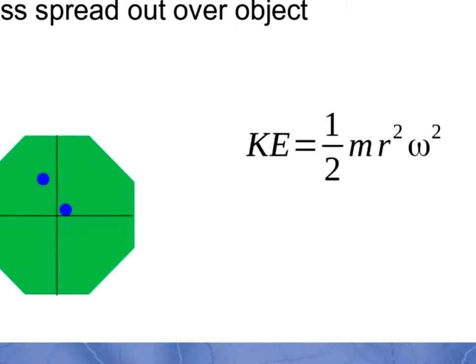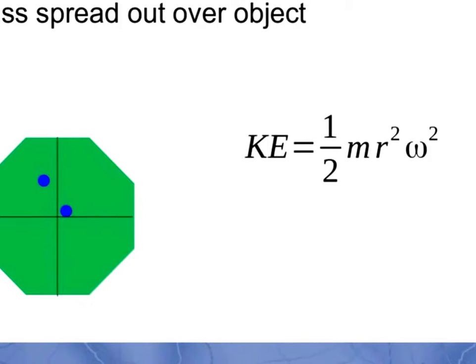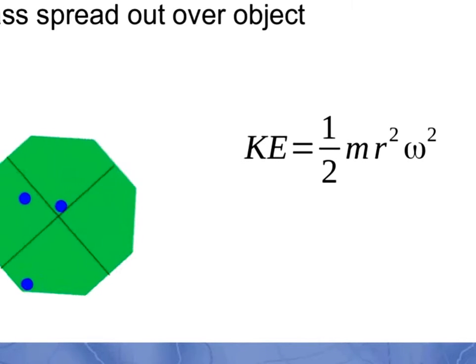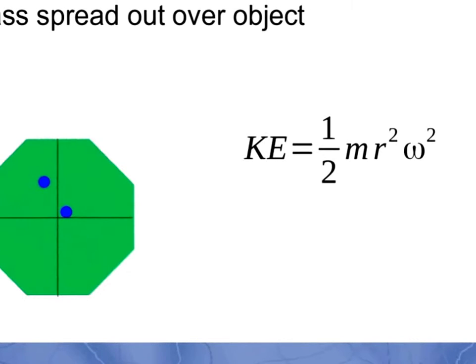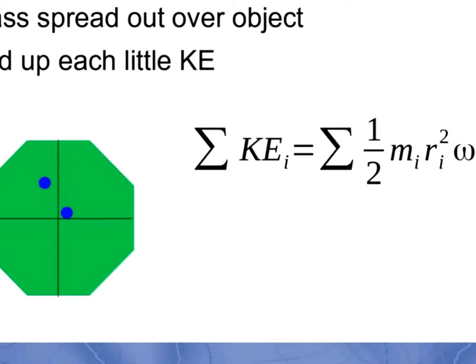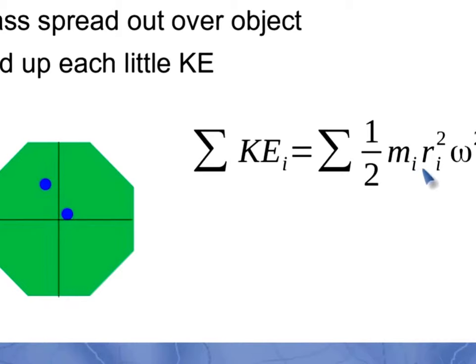But what I want to note is that as I'm going through here, each of these little masses is at a different radius out from the center. They are rotating with the same angular speed, however. So as it starts to rotate, some of them have kinetic energy that's smaller and some is larger. I want to add up all these little kinetic energies. So the way I write that is that the sum of all the little kinetic energies is equal to the sum of each little one, where each little one is an m_i and an r_i.